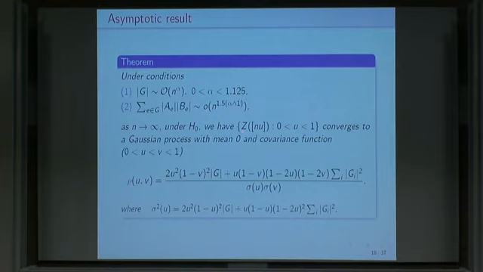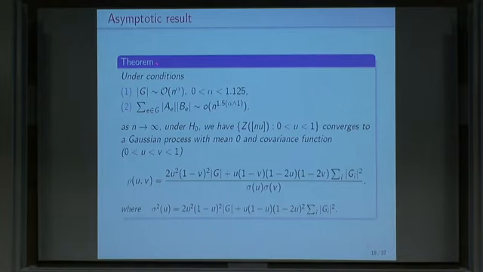So basically, under these two conditions on the graph, this rescaled process converges to a Gaussian process with mean zero and the covariance function like this. I will not talk about the proof in detail, but I just want to mention a little bit about these two conditions.